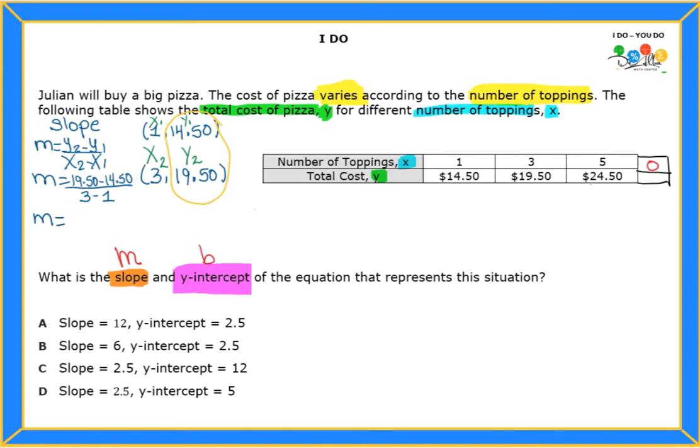So m, which is the slope, equals, let's subtract 19.50 minus 14.50. And I will get a 5, and I will get a 2. So far, this is what it means, right? That you will pay $5 if your pizza has 2 toppings. That's not the total cost, though. That's just $5 for the extra 2 toppings that you are going to get.